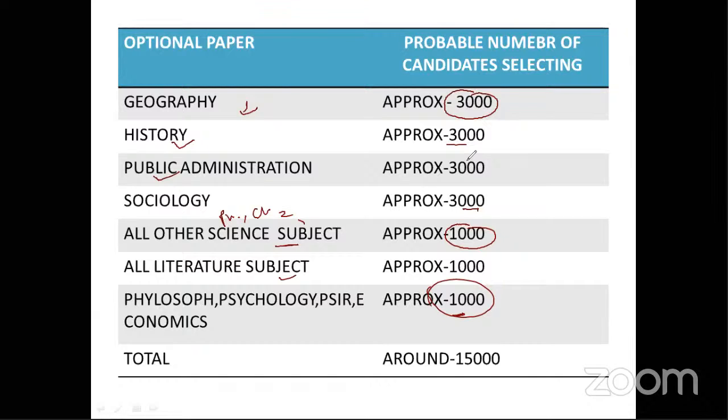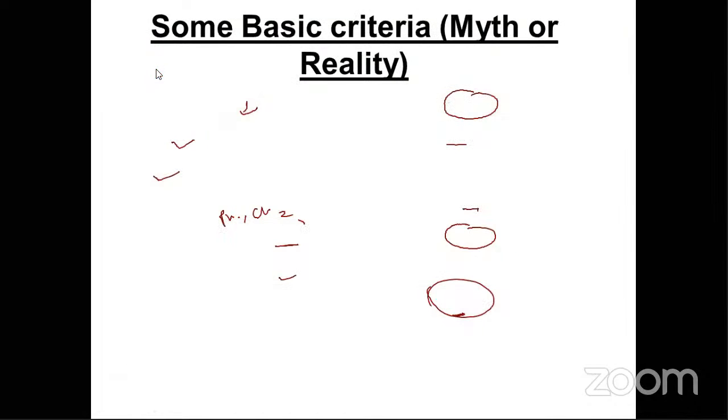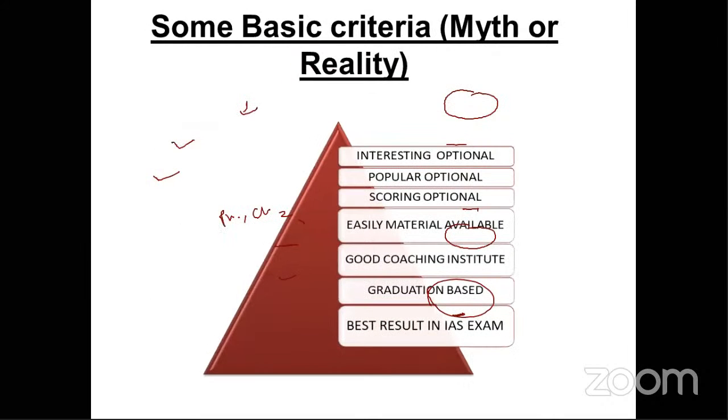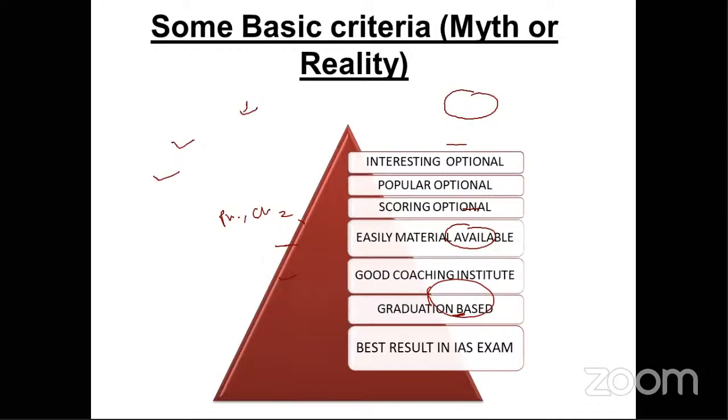When we talk about the popularity of the optional subject, it is geography, history, public administration, sociology. See, I'm just giving you one rule that will help you to choose the optional subject. Choosing an optional subject depends on many criteria. So let's discuss the important points, where I want to tell you about choosing an optional by keeping some points in your mind.